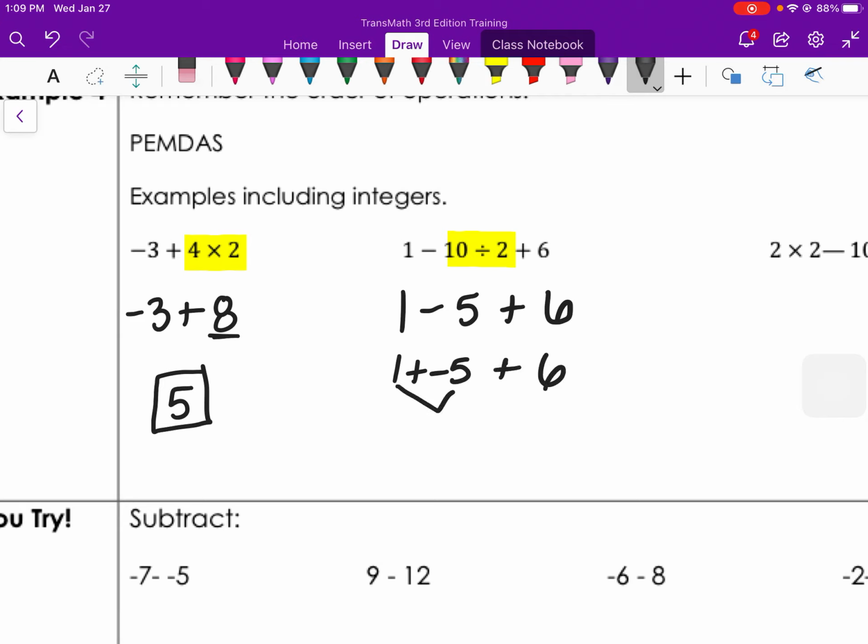Then 1 plus negative 5, different signs. So the difference between 1 and 5 is 4, and it's going to be negative 4 because the 5 is bigger. Then negative 4 plus 6, different signs. So find the difference between them, between 4 and 6 is 2, and it's positive because 6 is bigger.